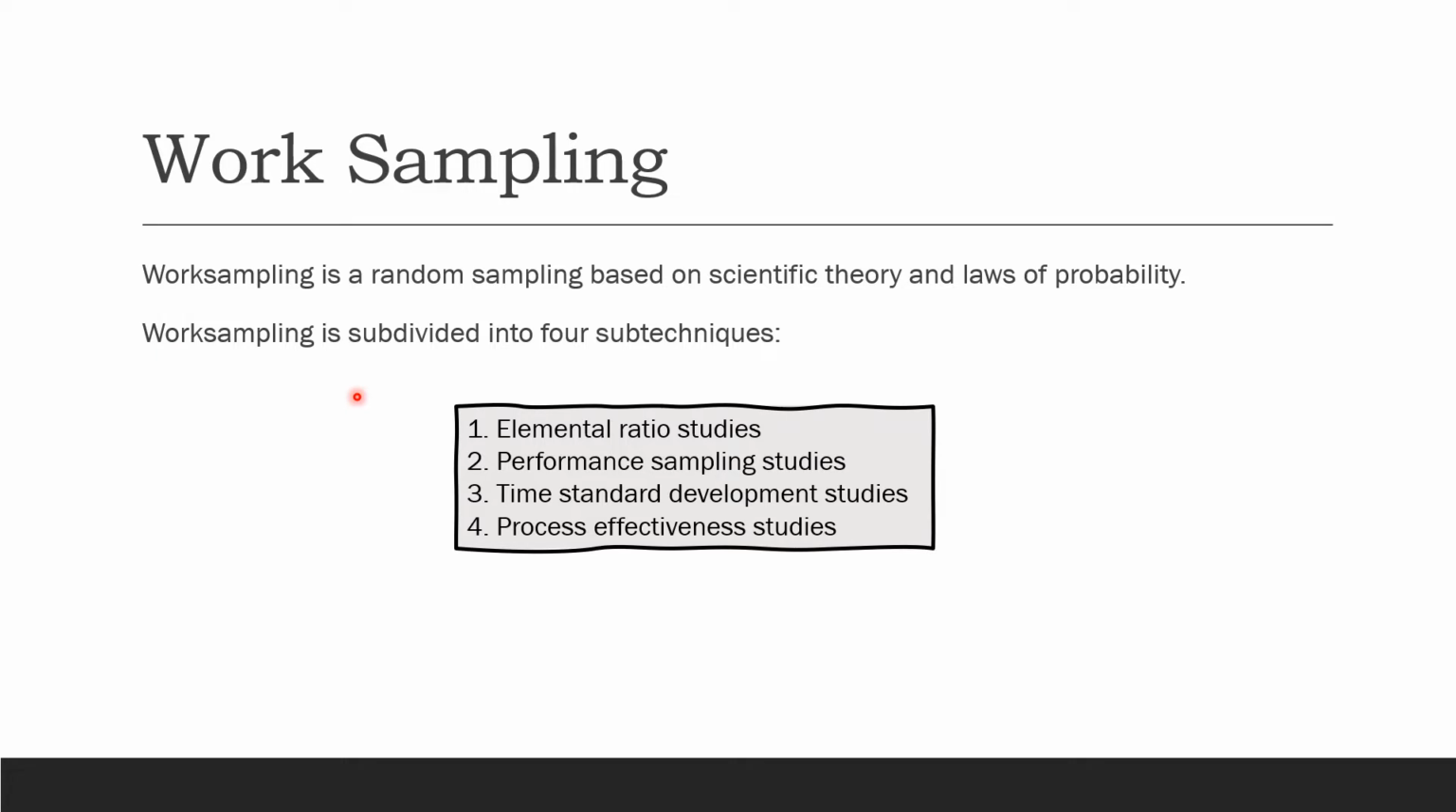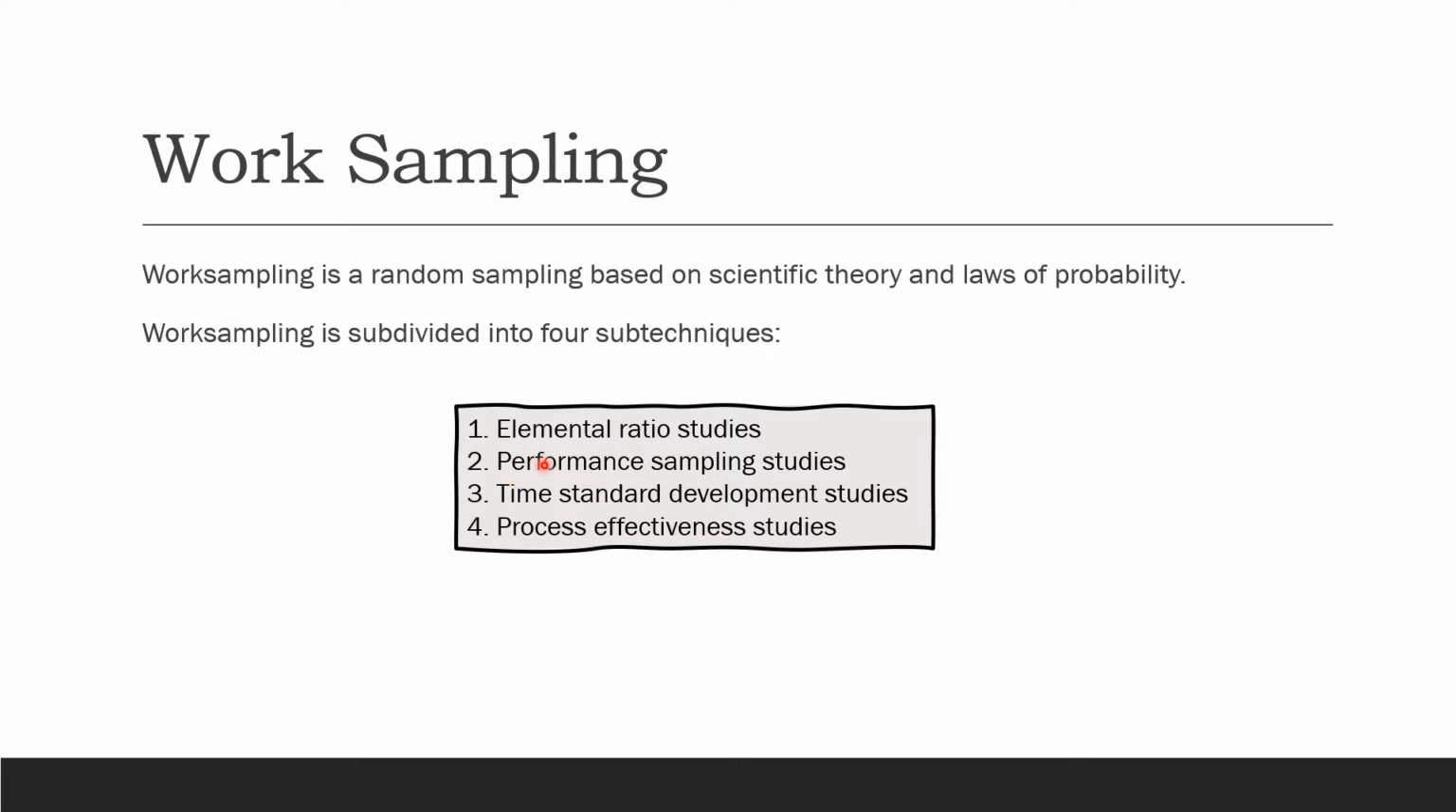So work sampling is nothing big. It's just random sampling. We're gonna base that on scientific theory and laws of probability. Again, probability review is if you have an event, we're looking at every possible outcome, everything that can happen to that event. So you have to think 360 degrees around.